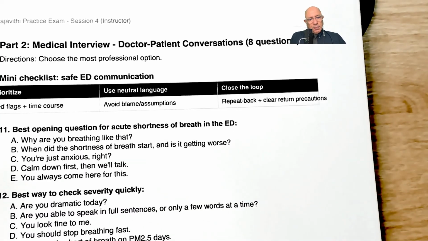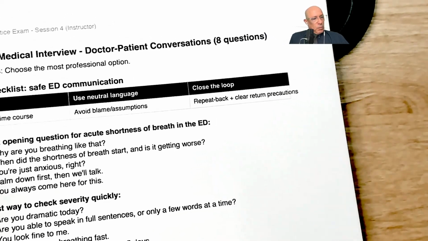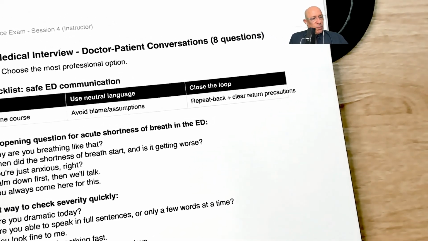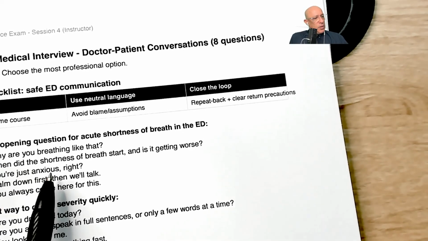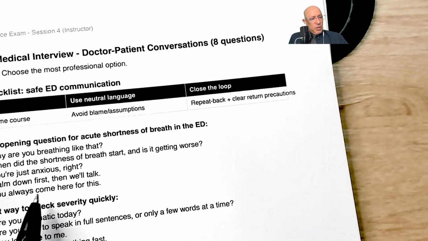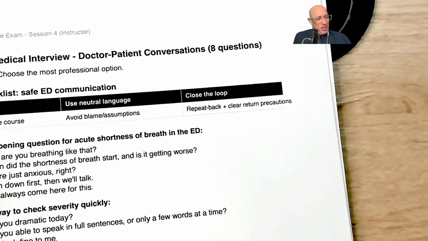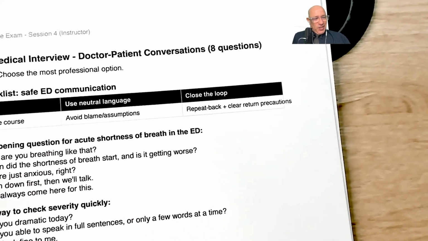Question 11. A, why are you breathing like that? B, when did the shortness of breath start, and is it getting worse? C, you're just anxious, right? Calm down first, then we'll talk. D, you always come here for this. Okay. The best answer here is B.